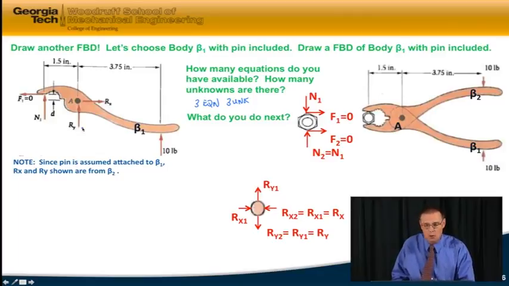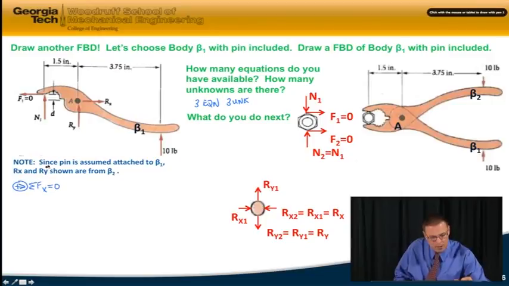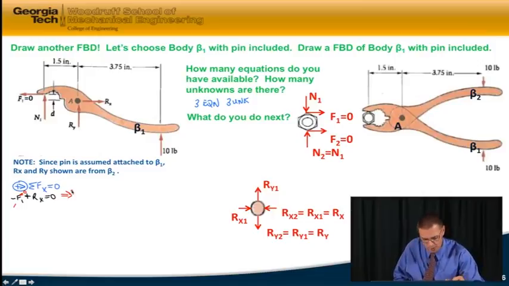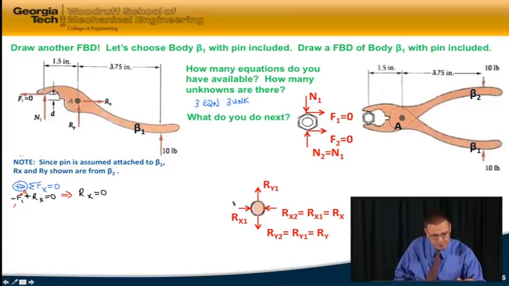You can try that on your own, but I'm also going to do it together with you. We have sum of the forces in the x equals 0. I'll choose to the right positive, and I've got minus F1 plus Rx equals 0. Since we know that F1 equals 0, that results in Rx equaling 0, which means the forces on both sides of the pin equal 0 in the horizontal direction.